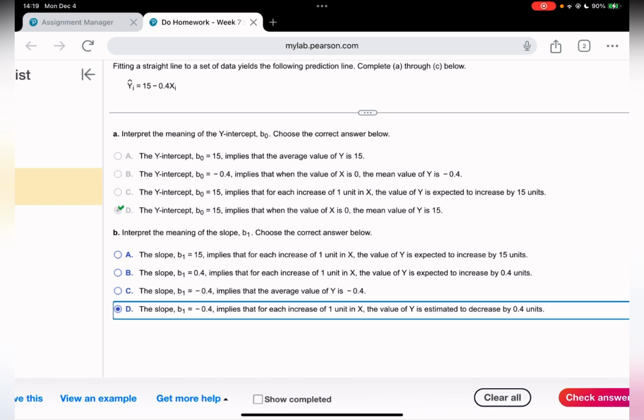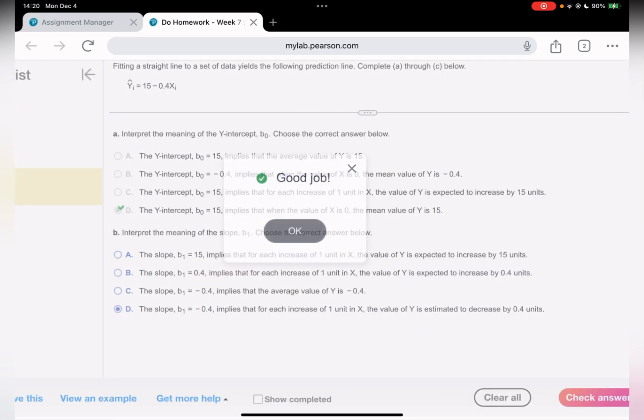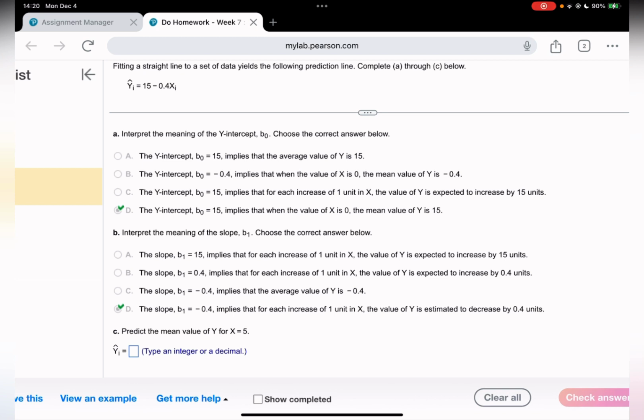But let's take it as an algebra. B1 is negative 0.4. When there is a one unit increase for x, the y is estimated to decrease because its slope is negative, right? So the graph is decreasing. And we go for C.